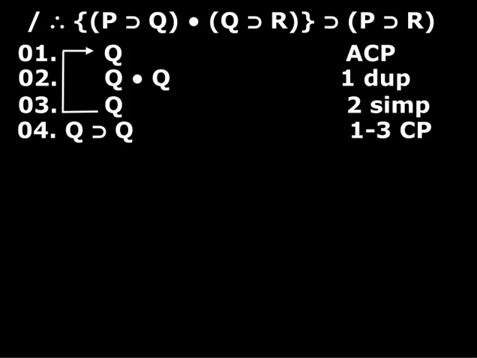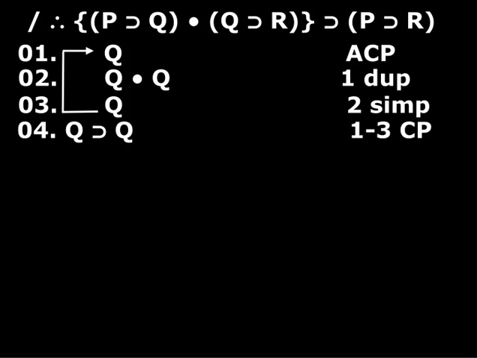Now, by the way, you can use this little technique right here at any point in any proof to derive a conditional whose antecedent and consequent are the same statement. Right? So if at some point you're doing a proof and you want if R, then R, you can just use this technique right here to get it. Okay? Well, now what am I going to do?